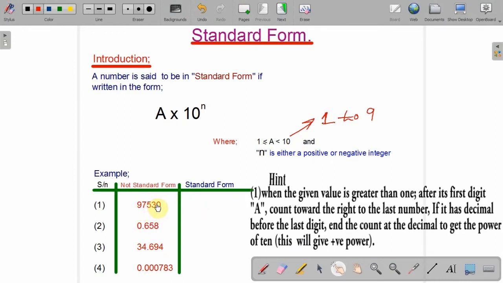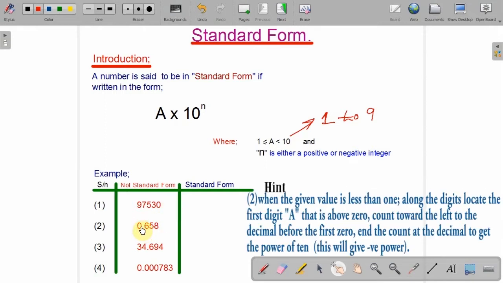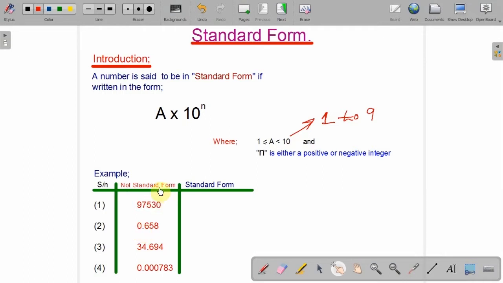In converting these numbers to standard form, one thing you need to know: if you count toward the right, the value you are going to put as the power of 10 will be positive. If you count toward the left, maybe you are ending at the decimal point given, the value you are going to write as the power of 10 will be a negative value. Let's use this to explain.